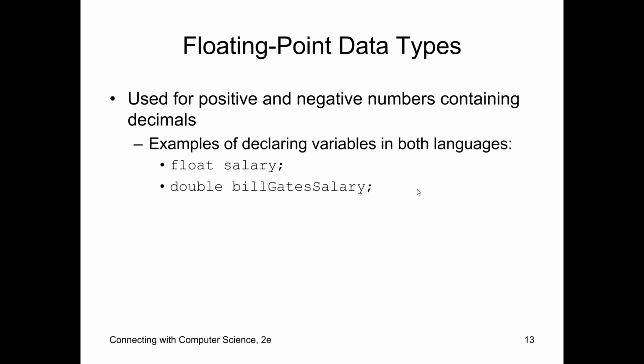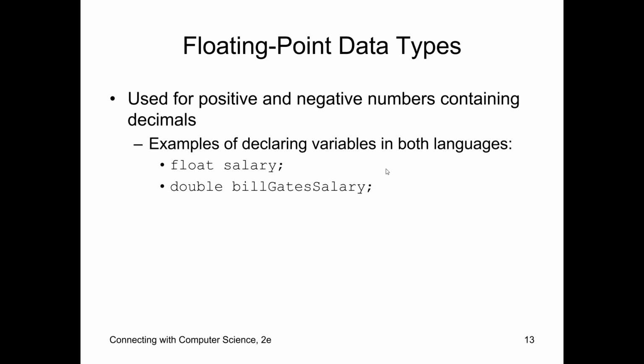So now we have floating point types, and these are again positive and negative, and you can see here like float salary and then double Bill Gates' salary. Again, it just depends on the amount of space that you want to allocate for the size of the number that you're looking to get into that. And there are some things to understand about floats and doubles that are outside of the scope of this class, and using the correct type for each one.